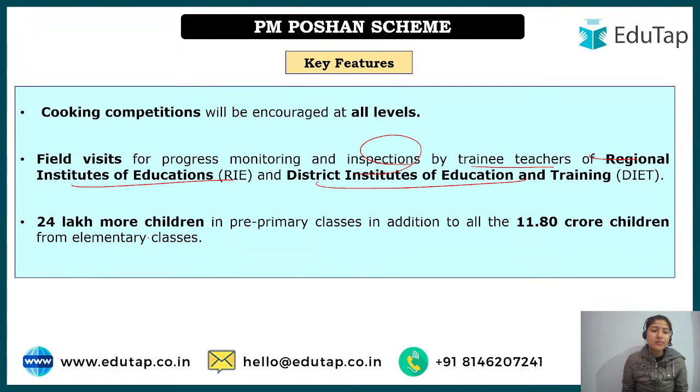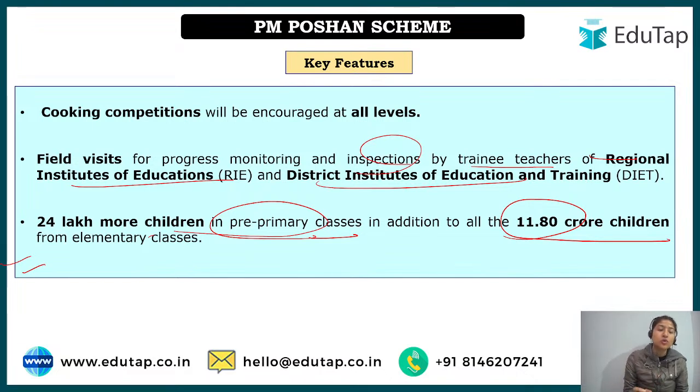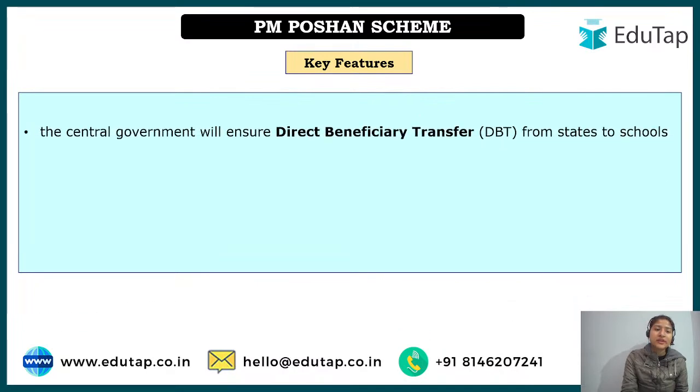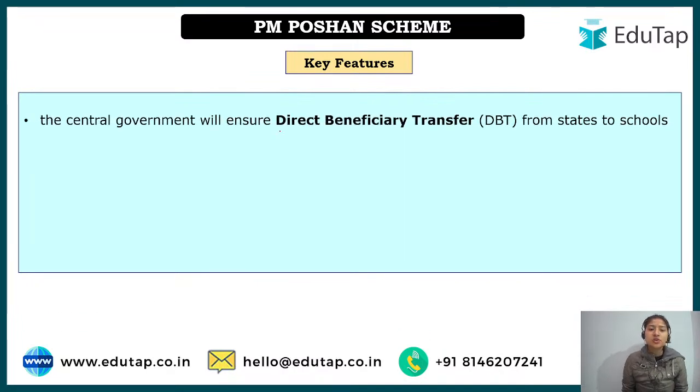And 24 lakh more children in pre-primary classes, because initially they were not involved. Only those from first to eighth class, constituting 11.80 crore children from elementary classes, were involved, right? So now 24 lakh more children will be benefited under the scheme. Okay, they will ensure direct benefit transfer from states to schools.